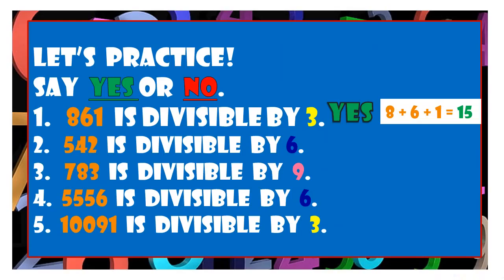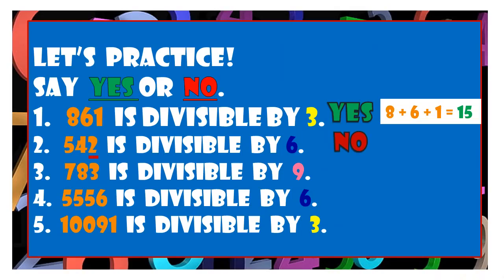542 is divisible by 6. What do you think is the answer? No. Why? The last digit ends with 2. So it means the number is divisible by 2.